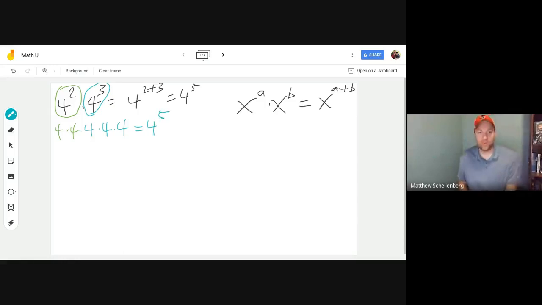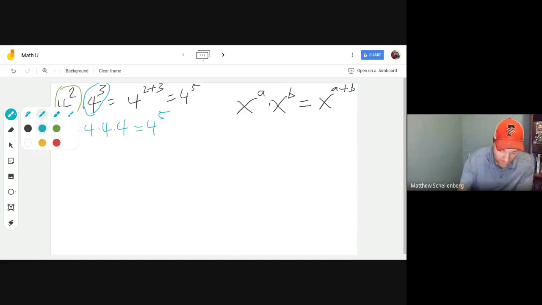And so now we see why the exponents are being added. It just means, look, there's 2 4s and 3 4s, and together there's 5 4s. They're just being multiplied. And this is not the same as 5 times 4, which is 20, right? So this is much larger. It's 1,024. So it's definitely not 20.